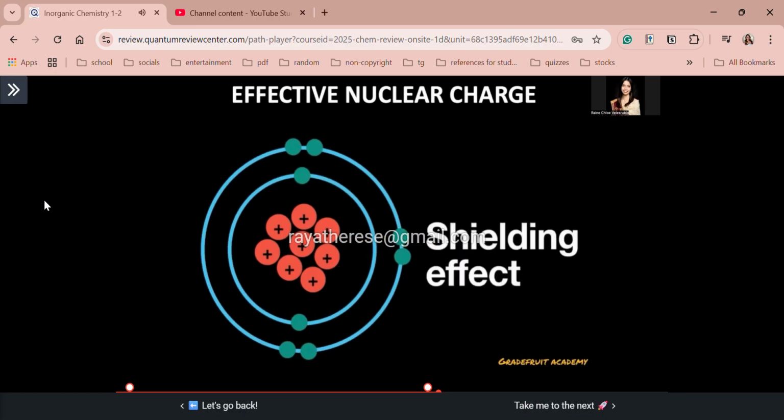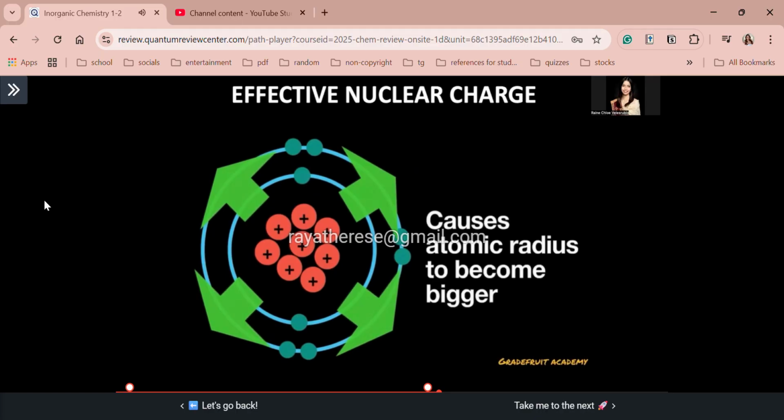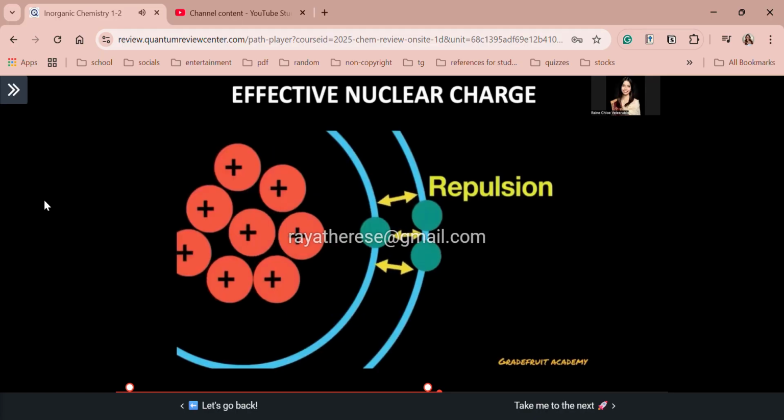On the other hand, the shielding effect in an atom has an expansionary effect which causes the atomic radius to become bigger. This happens because the electrons in the inner shells repel the electrons in the outer shells, hence forming a shielding effect which prevents them from experiencing the full effect of the actual nuclear charge.